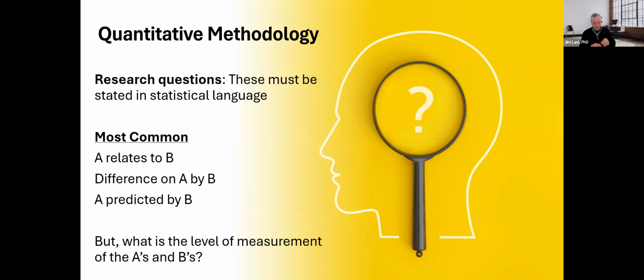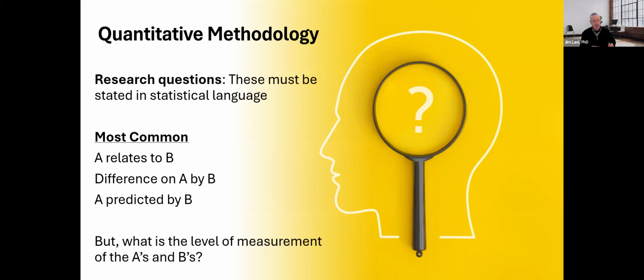You can also say, are there differences on program satisfaction based on your SES, low, medium, high, or some darn thing? You can also say, can SES predict program satisfaction? So we have the same variables, program satisfaction and SES, but we're asking different questions about them. And the way we're asking those questions, by using relating or differences or predicted, speaks to different analyses, okay?